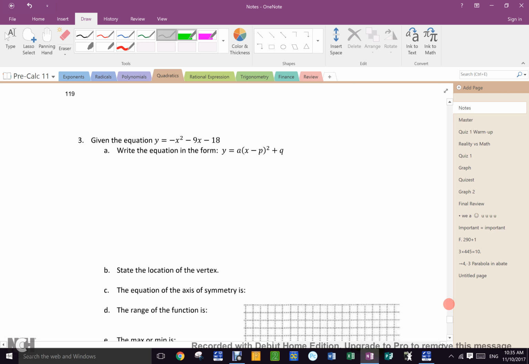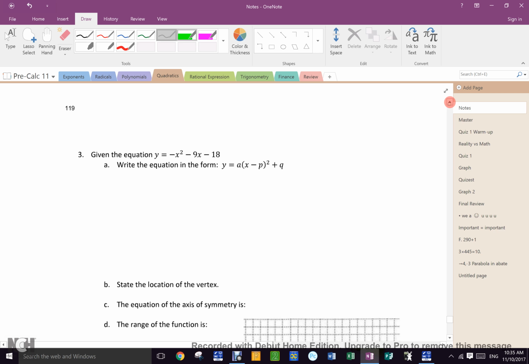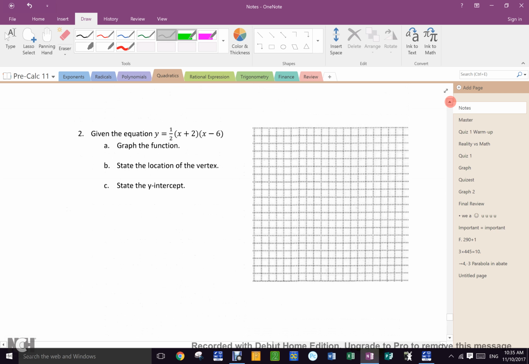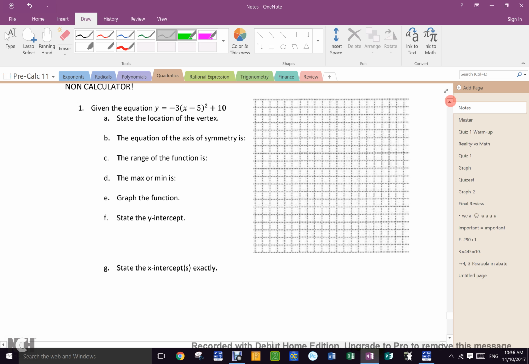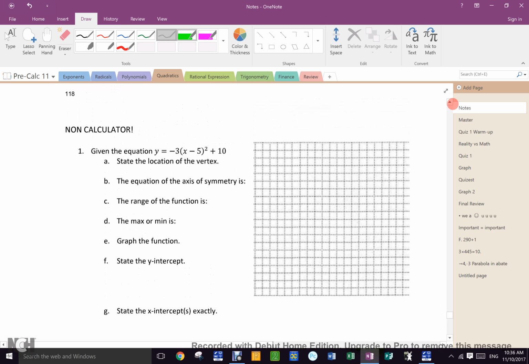Now, how many methods do you have to solve 3? Wait a minute. Wrong page. Why are we starting with 3? How many methods do you have to solve this one?